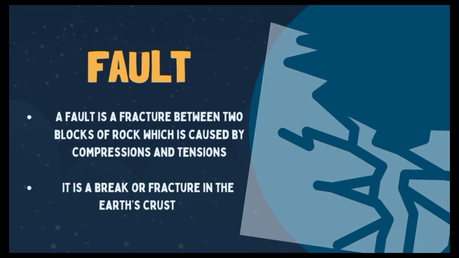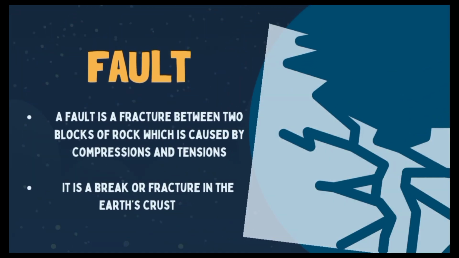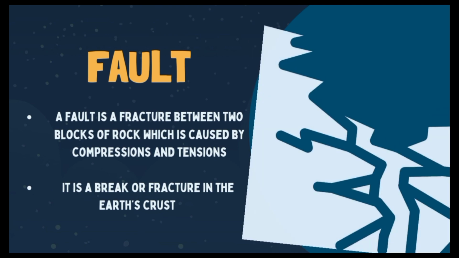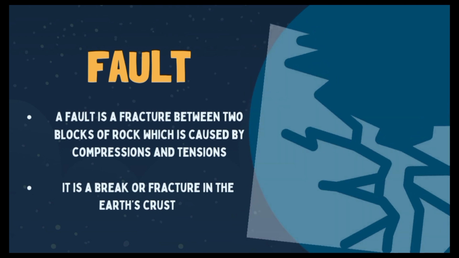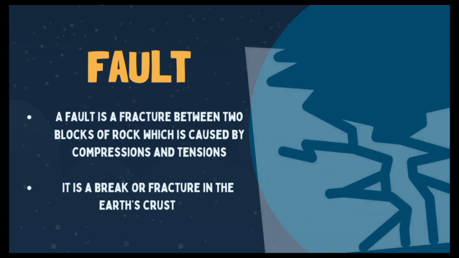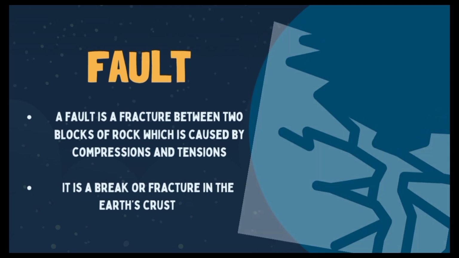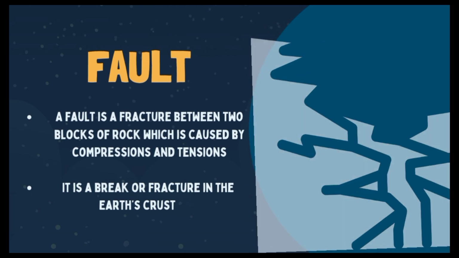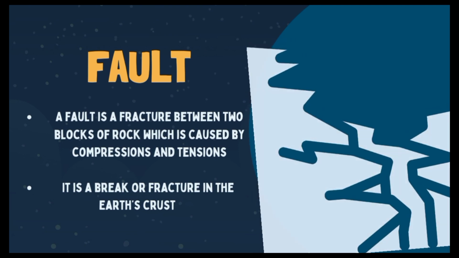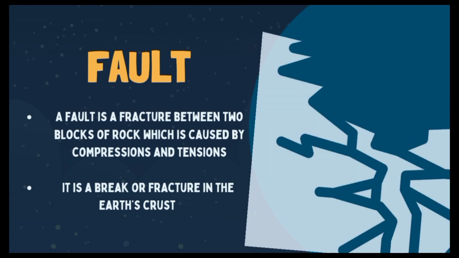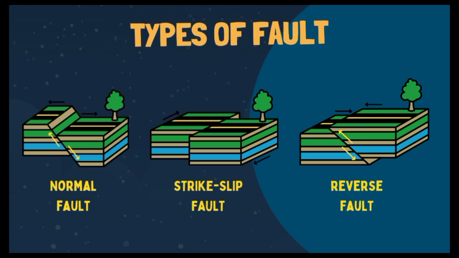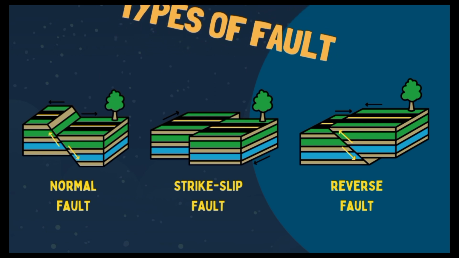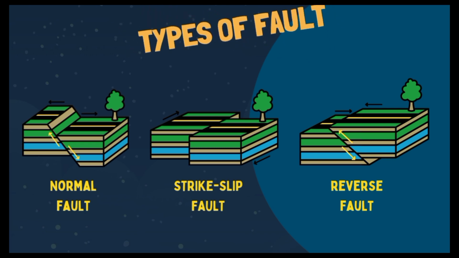So, fault. A fault is a fracture between two blocks of rock which is caused by compressions and tensions. It is a break or fracture in the Earth's crust. So basically, a fault is like when the ground breaks or cracks and the pieces on either side of the break move in different directions. Think of it like a candy bar snapped in half by breaking both ends in opposite directions. So there are three main types of fault: normal fault, strike-slip fault, and reverse fault.